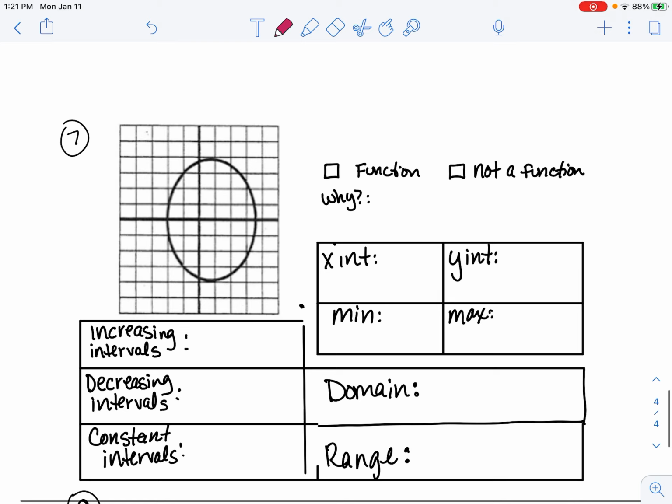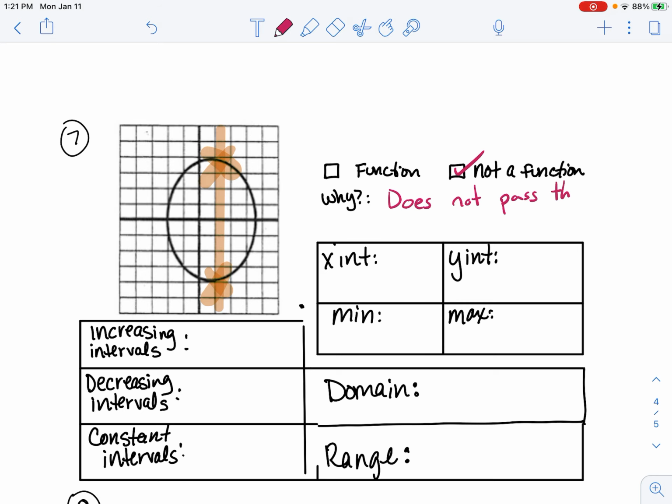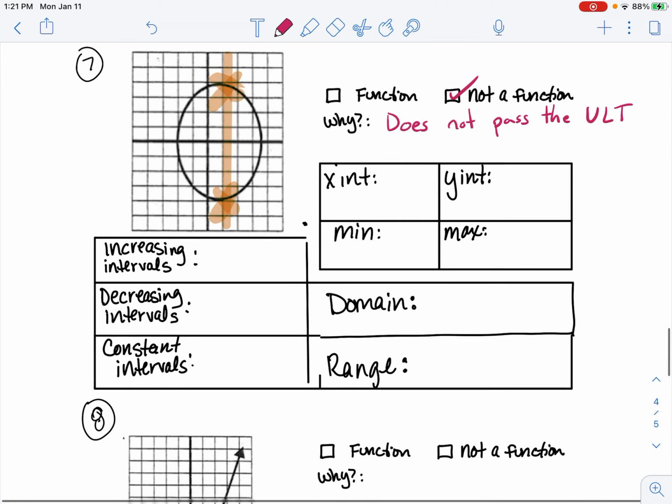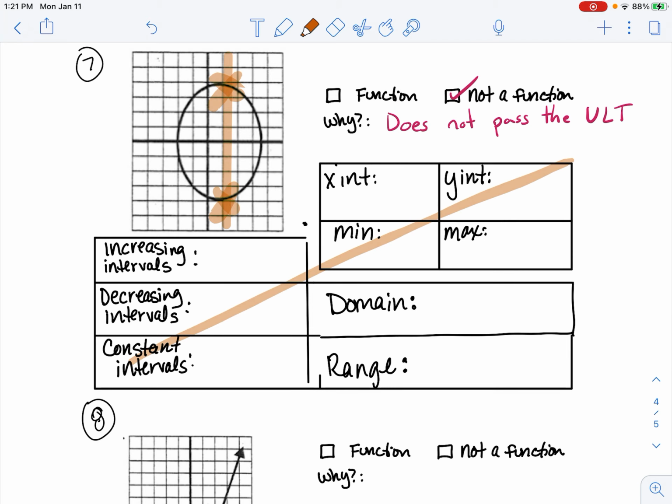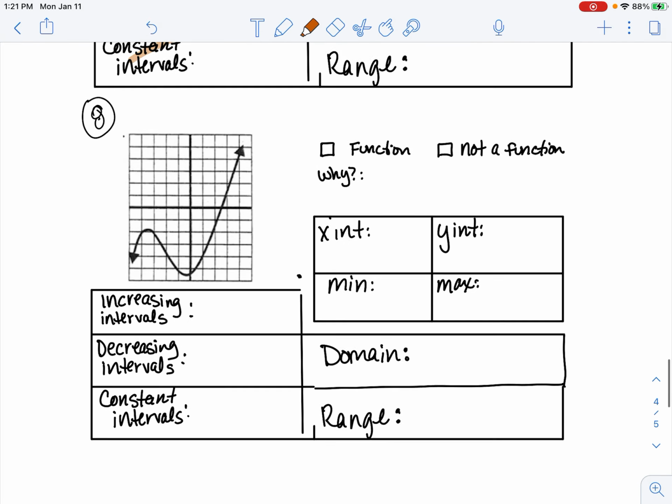All right, problem number 7. Start with the vertical line test. Is there a point where it touches 2 points? Yes, there's obviously lots. Touches here and here. So no, it does not pass the VLT, the vertical line test. And so we can just cross that out.